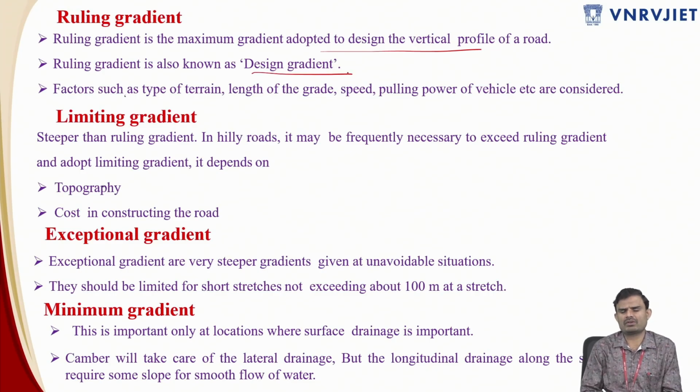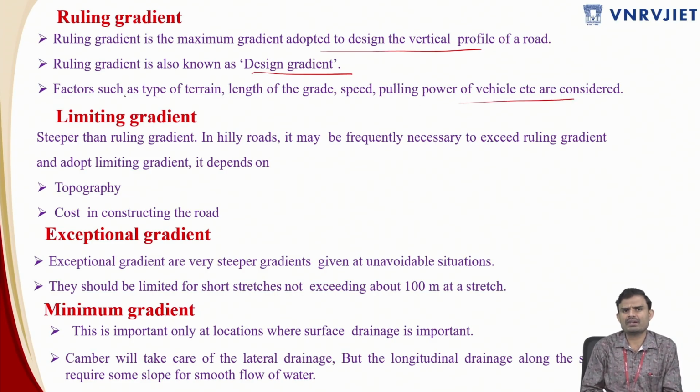The main purpose of the ruling gradient is that there should not be any reduction of the speed of the vehicle due to the presence of that grade. Such a gradient is said to be the ruling gradient. Factors such as type of terrain, length of grade, speed and pulling power of the vehicles affect the ruling gradient.